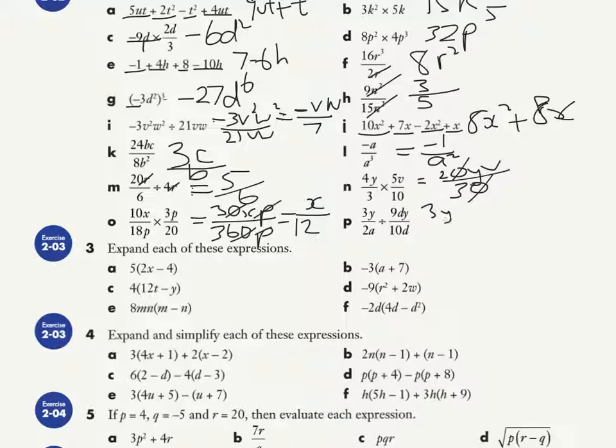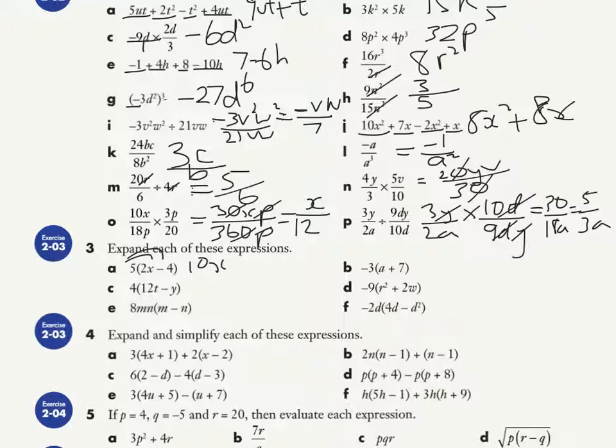Alright, divide, we're going to change the divide to a times, and flip. Okay, the D's can cancel, the Y's can cancel. You're left with 30 on 18A, 6 goes into both, 5 and 3A. Alright, expand. Rainbows, 5 times 2x is 10x, 5 times negative 4 gets you negative 20.